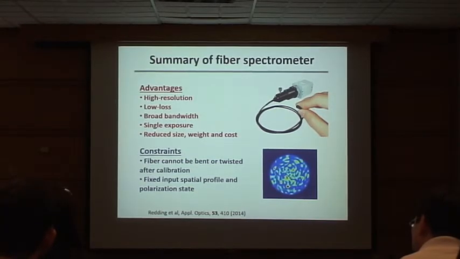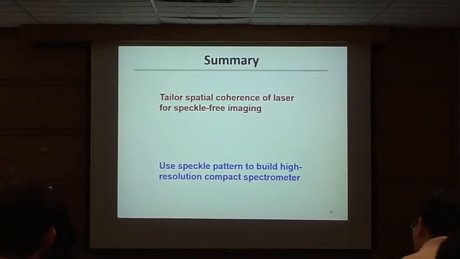So what's the constraint? I have to really say that this fiber, after you calibrate it, you still have to calibrate what the speckle is for each wavelength. After the calibration, you cannot further bend it or twist it, or else we have to redo the calibration again. Okay? And also we have a fixed input spatial profile and polarization state. That was done by coupling light through a single mode polarization maintaining fiber, which is then spliced into this multimode fiber. Okay. So I think with that, I'll summarize my talk.